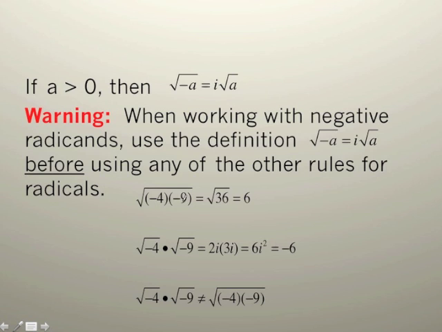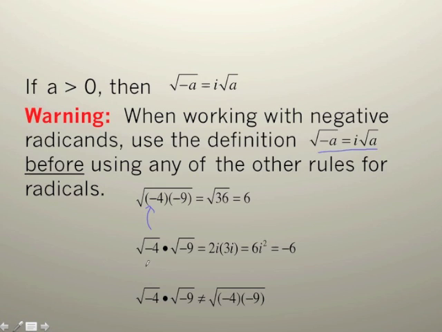So we can start by multiplying. We get the square root of 36, which is 6. But if those radicals were written separately, as the square root of negative 4 times the square root of negative 9, it would be incorrect to go here first. We have to use this definition.